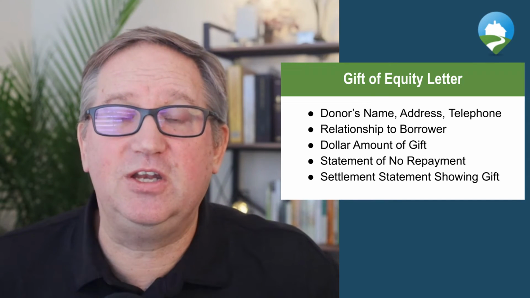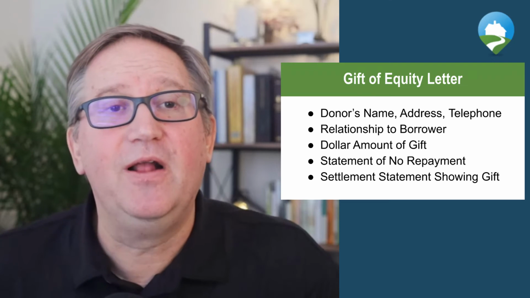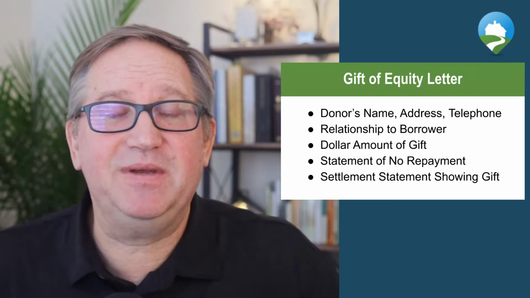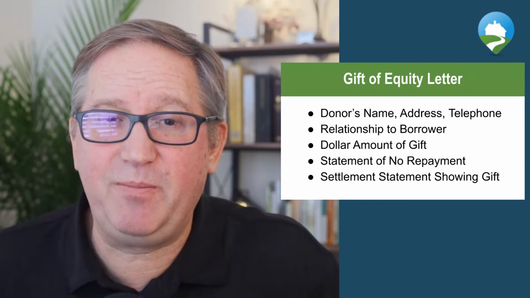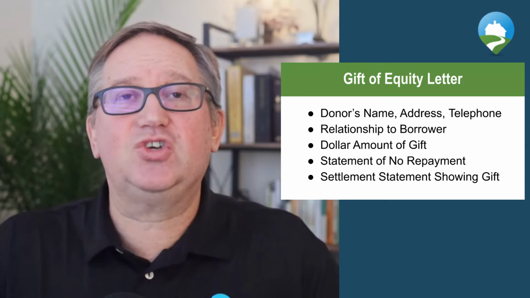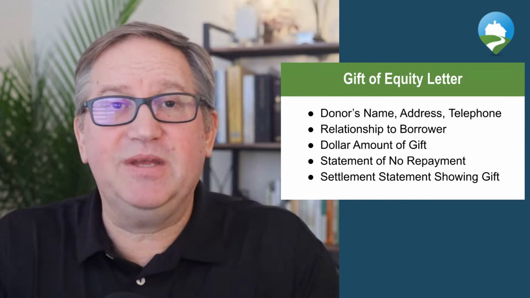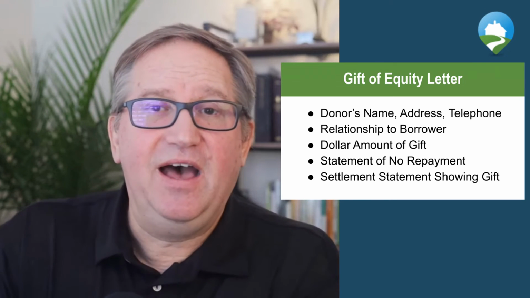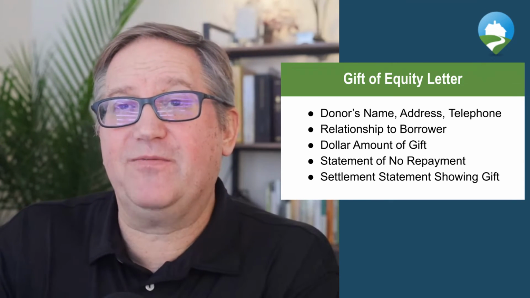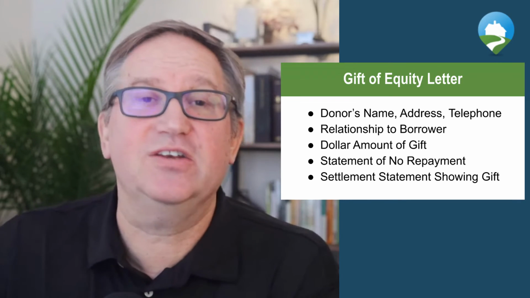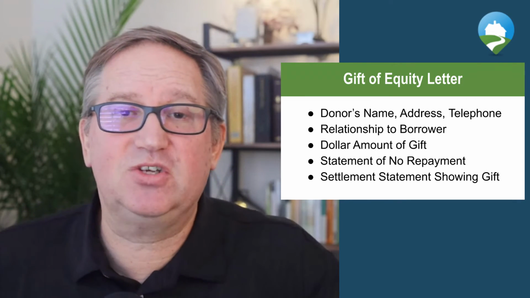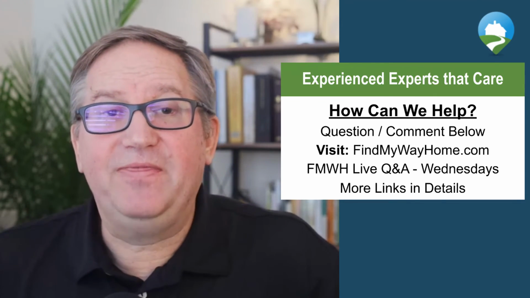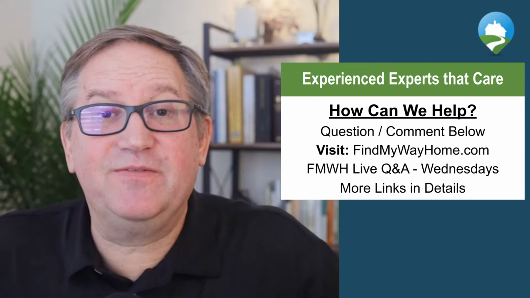You need the donor's name, address, telephone number, their relationship to you, the dollar amount of the gift, a statement that says there's no expectations of repayment, and then a settlement statement showing the gift. So you need documentation from the escrow company showing, hey, here's the equity. The equity can either be from the home that you're buying or a home that they just sold. So you need settlement statements showing where the money is coming from. And that's it. That is the guidelines for Freddie Mac.